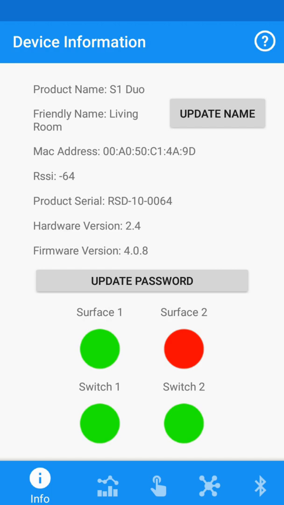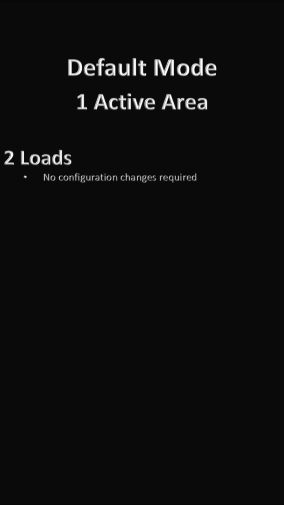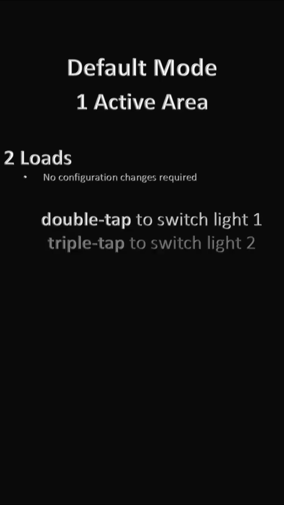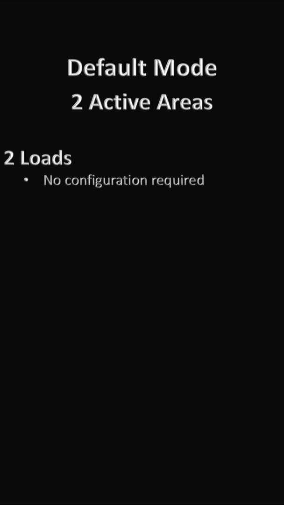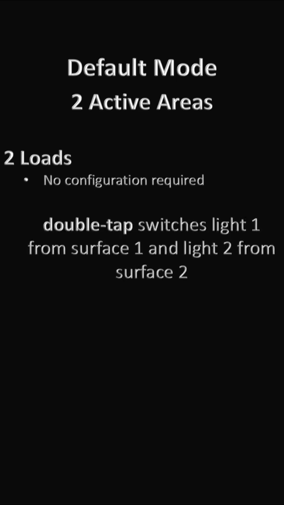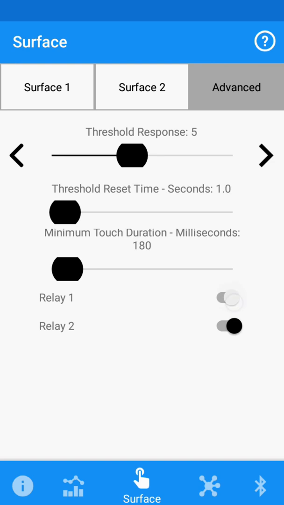A number of configurations are possible, each with preset default touch commands and responses. Each default setup is based on the number of active areas being used and on the number of lighting loads being controlled. These are determined automatically, and the configuration is set by disabling one of the onboard switches from the Advanced tab of the Touch Settings window.